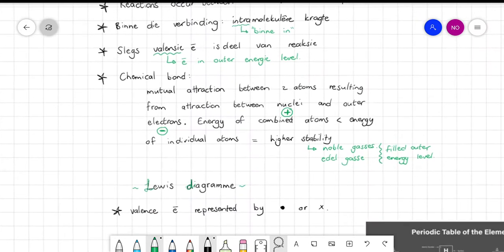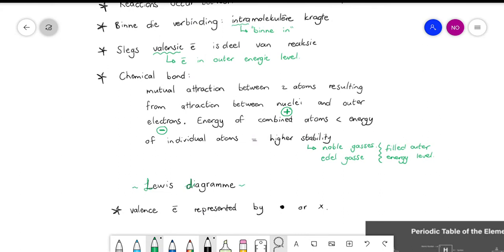So the definition of a chemical bond is a mutual attraction between two atoms resulting from attraction between the nuclei and the outer electrons. So kom ons stop gou eers daar. Onthou die nucleus van 'n atoom is positief gelaai en die elektrone buite om hom is negatief gelaai. So die nucleus van een atoom en die nucleus van 'n ander atoom gaan eintlik mekaar afstoot. But as soon as this attraction between the nuclei and the electrons of the other atom overcomes the repulsion between the nuclei of the one atom and the nuclei of the other atom, then a chemical bond can form.